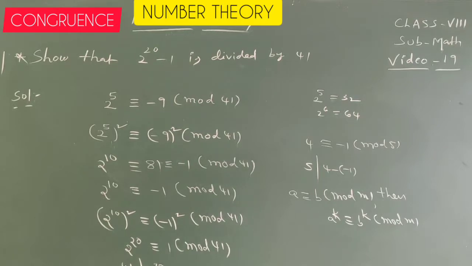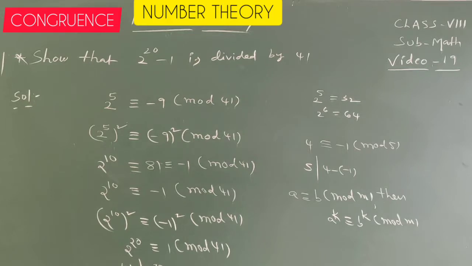Here 2 power 5 means 32, 2 power 6 means 64. If you divide by 41, 32 is close to 41. That's why I took 2 power 5. 2 power 5 is congruent to minus 9 to the mod 41, which means 41 divides 32 minus minus 9, that is 41. So 41 divides 41.